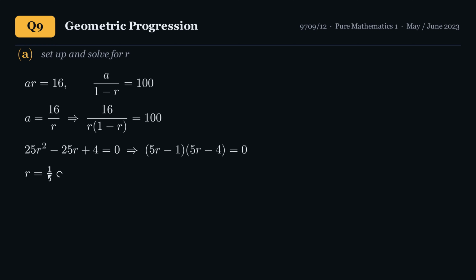Solve the quadratic. R is 1/5 or 4/5. So the first term is 80 or 20. First term 80 or 20.